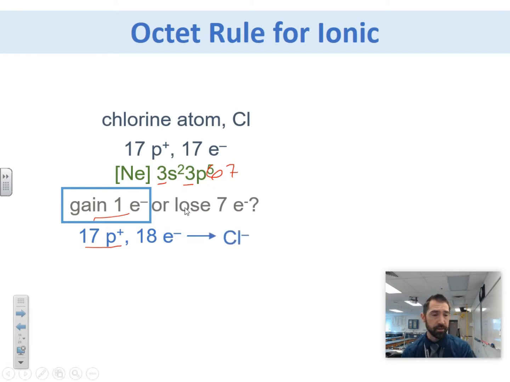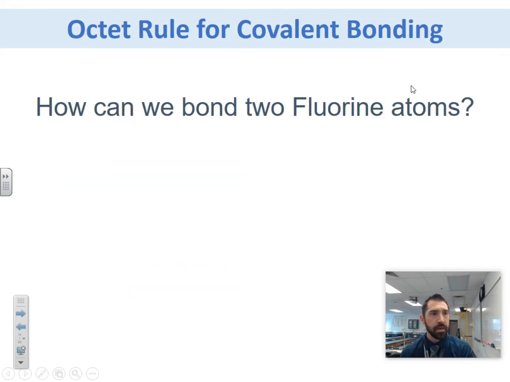Now remember, it gained an electron, so it does form an ion now, thus ionic compounds and ionic bonds. So the take-home point here is that chlorine is going to be more stable energetically if it gains 1 electron and forms an ion. And then finally, what would this look like for covalent bonding?